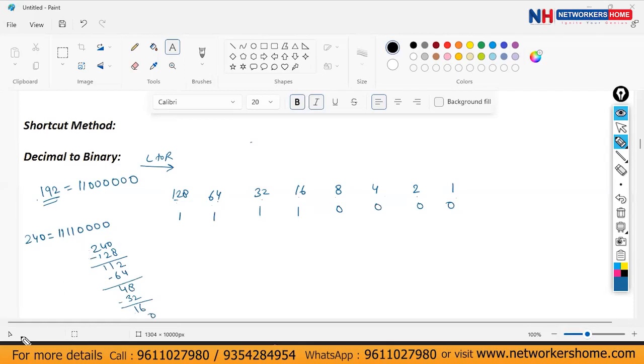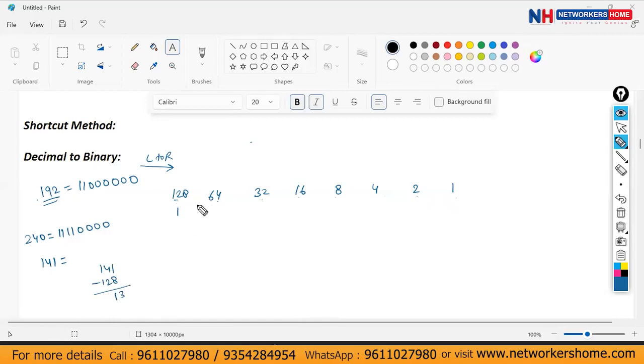Okay, see here. Let me take one more example. Let me take a random number, let's say 141. I want to convert it to binary. If I compare 141 with 128, 128 is smaller, so I'm going to write 1. And then I'm going to subtract 128 from 141. So what will be the value? 13.